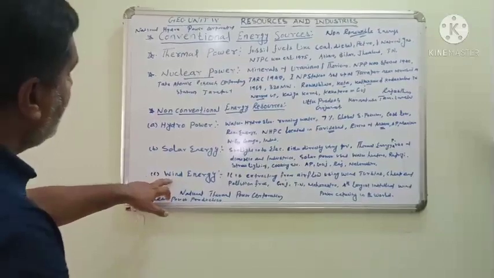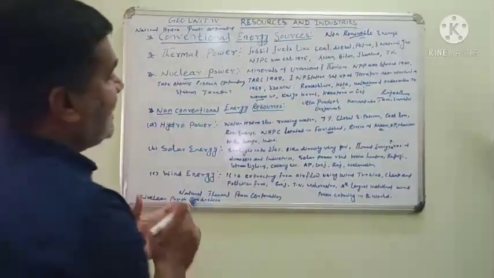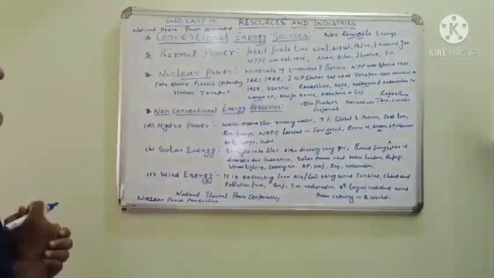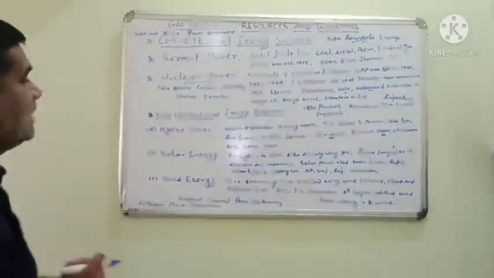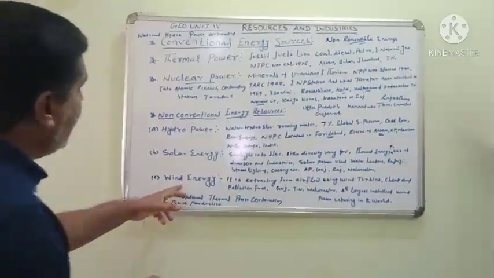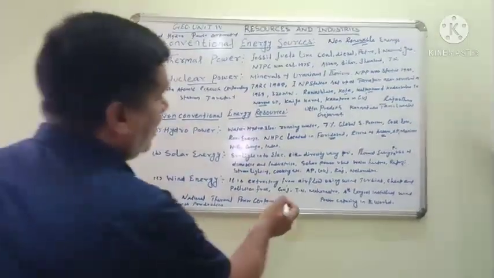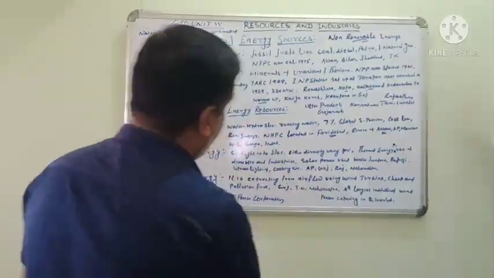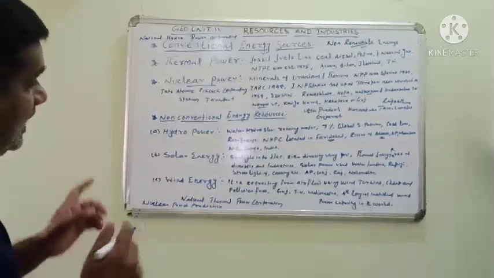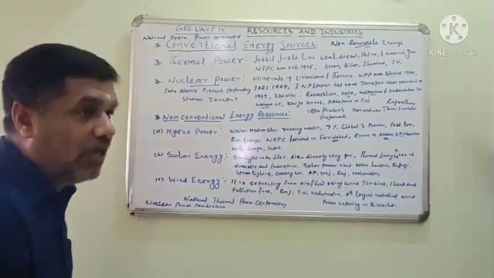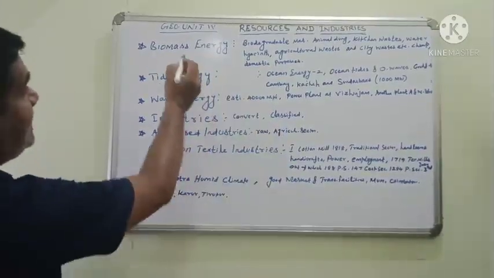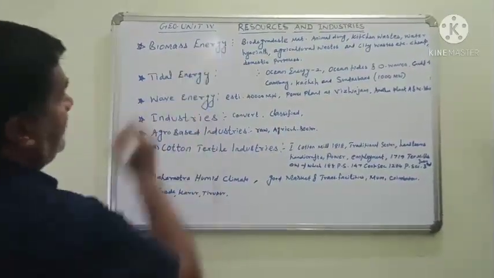Next, the final one, wind energy. Wind energy is extracted from airflow using wind turbines. It is very cheap and pollution free also. The main wind energy generating areas are Gujarat, Tamil Nadu and Maharashtra, and India has the fourth largest installed wind power capacity in the world. Students, next, biomass energy.